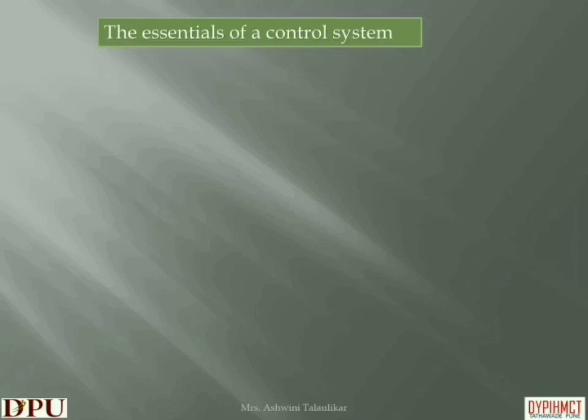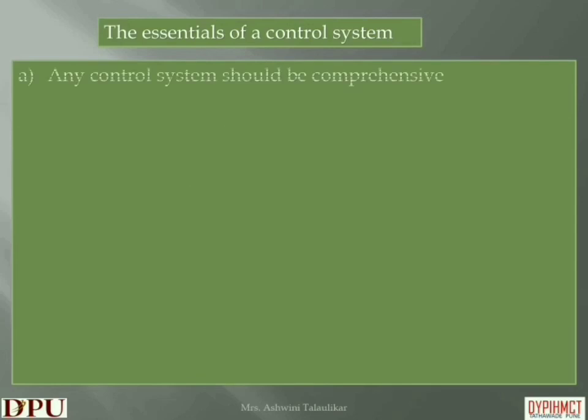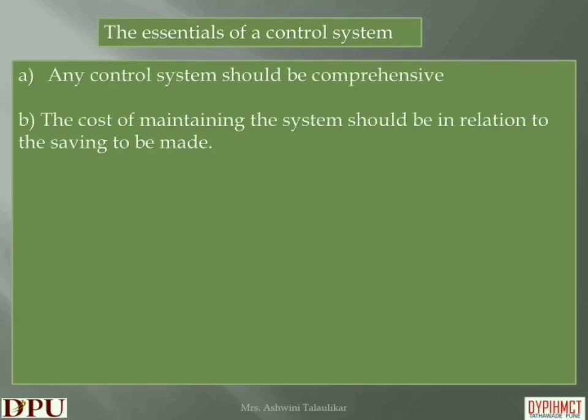We shall now understand the essentials of a control system. Any control system should be comprehensive and cover all outlets of an establishment and all stages of the food control cycle. The cost of maintaining the system should be in relation to the saving to be made.